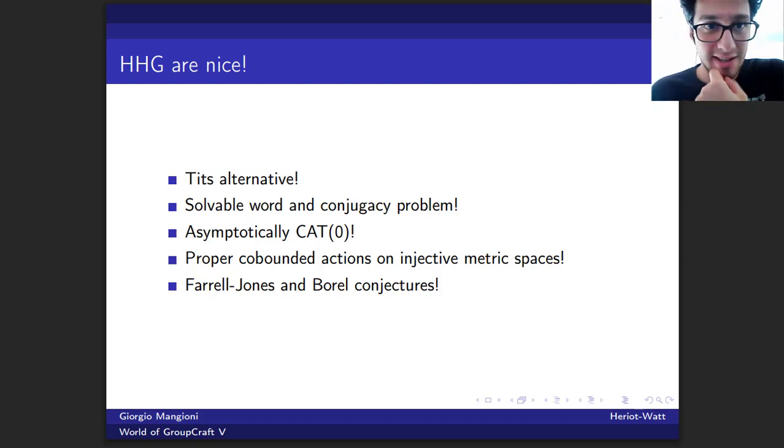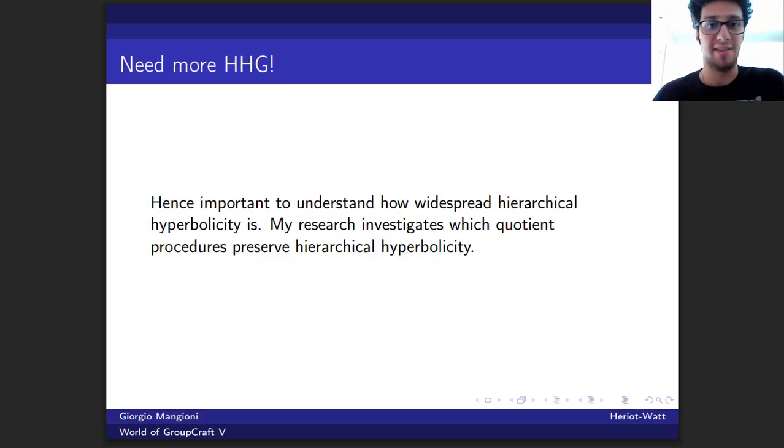And so it is important to understand how widespread this property is, because we can't have enough. We need more hierarchically hyperbolic groups. So what I do in my PhD research is to try and understand which kind of quotient procedures preserve hierarchical hyperbolicity, meaning that if you start with a group which is in this big beautiful family and you take a certain quotient, then you hope that the quotient is still in the big beautiful family.